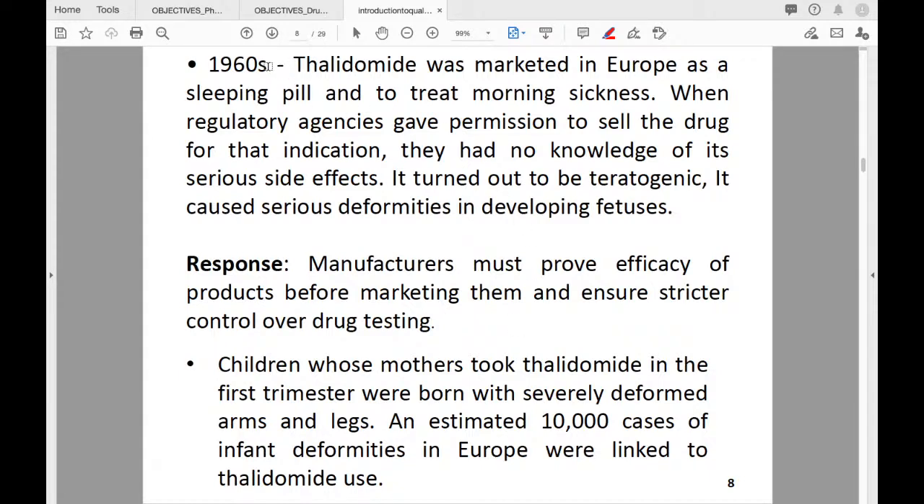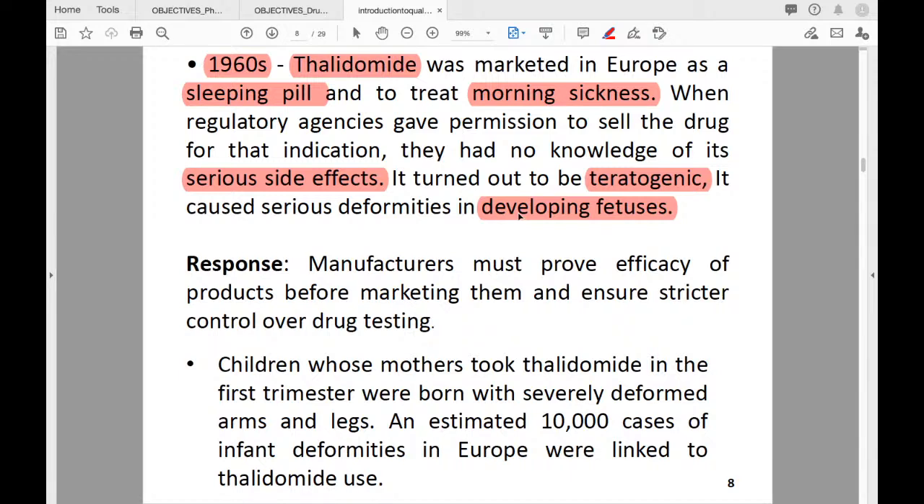In 1960, one of the famous examples was thalidomide, which in Europe was called a sleeping pill and was used to treat morning sickness, the vomiting you feel during pregnancy. When regulatory agencies gave permission to sell this drug for the indication, they had no knowledge of its side effects. It turned out to be teratogenic, meaning it caused deformities in developing fetuses. So for pregnant women, the fetus was getting a lot of deformities. It was a very serious problem.